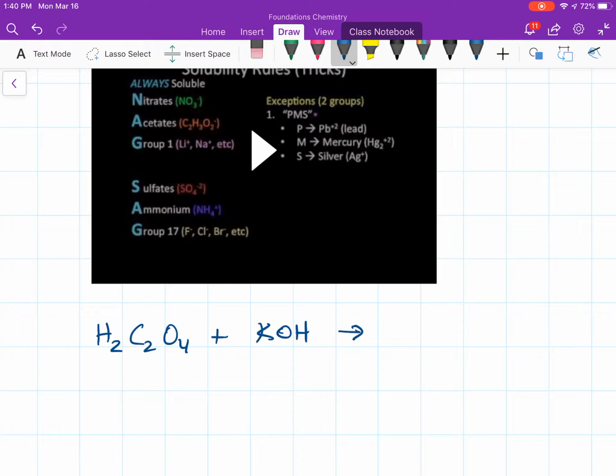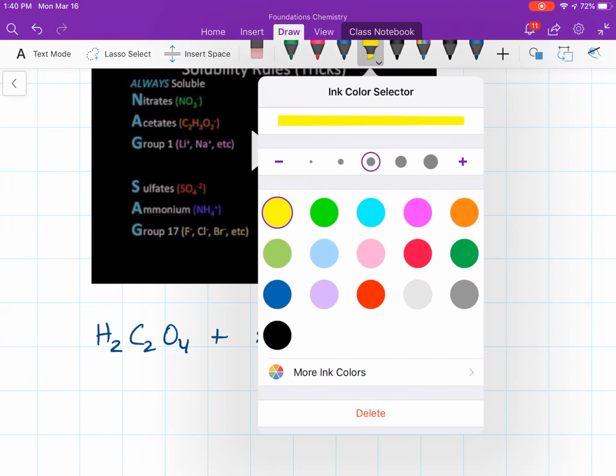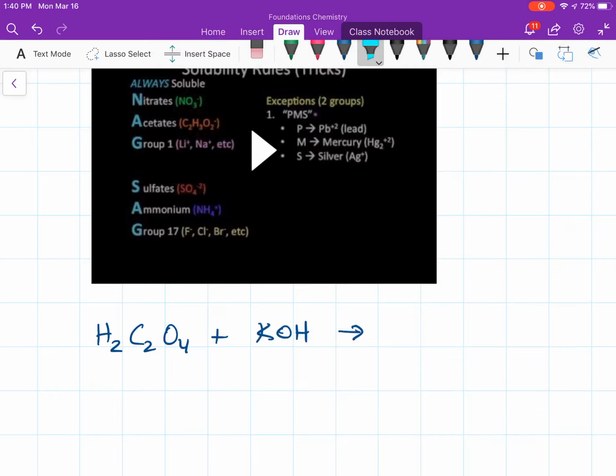Obviously this is going to be a double replacement reaction. And let me highlight who's going to switch. And then I want you to pause the video and try to complete this reaction on your own.